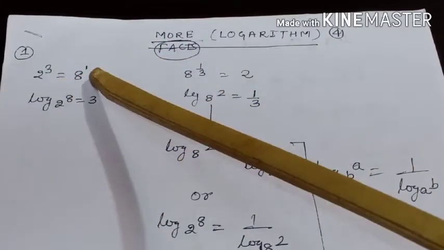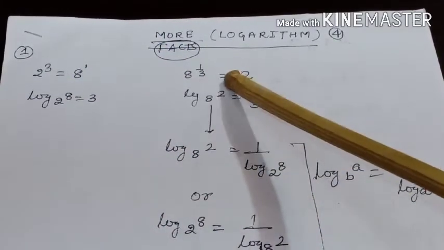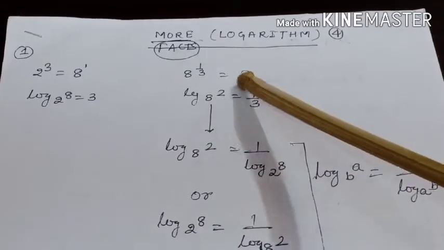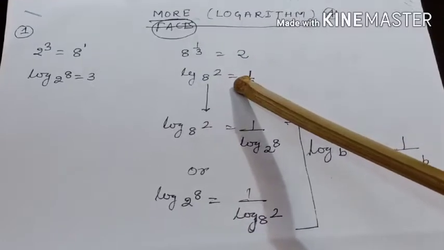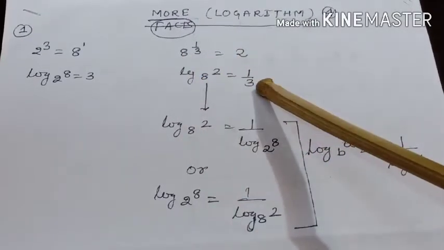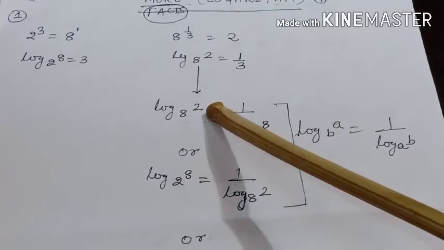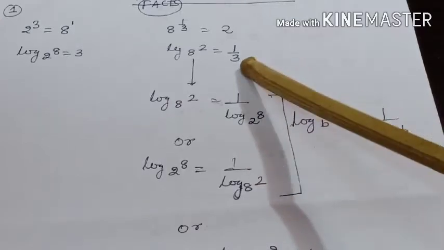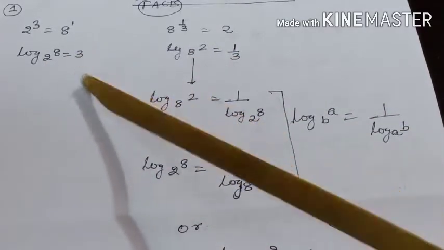These 2 to the power 3, 8 can be represented as 8 to the power 1 by 3 is equal to 2, because the third root of 8 is how much? 2. When we are trying to convert it in logarithmic form, it will be log 2 to the base 8, that is equal to 1 by 3. So log 2 to the base 8 can be written as 1 by 3, and for this 3 we have used this value, log 8 to the base 2.